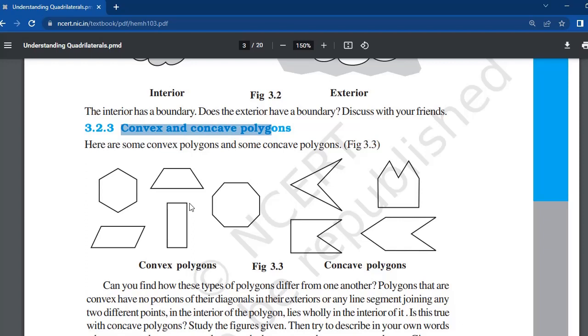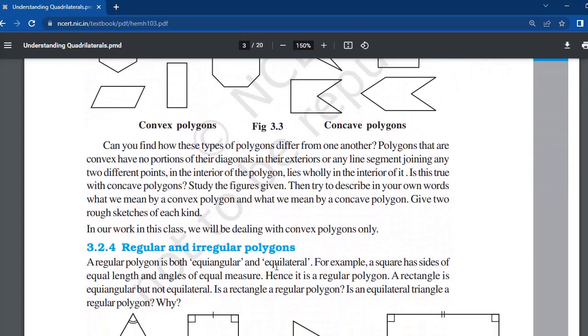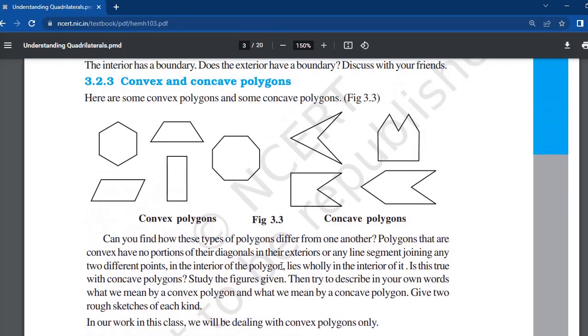So what is a convex polygon? Normally questions come on the convex polygon. These are convex polygons. What is a convex polygon? The internal angles of this figure should always be less than 180 degrees. Those are called convex polygons. What is a concave polygon? A concave polygon has the property that at least one angle is greater than 180. At least one angle is greater than 180, so that is called a concave polygon. Okay, these are the basic differences between concave and convex polygons.